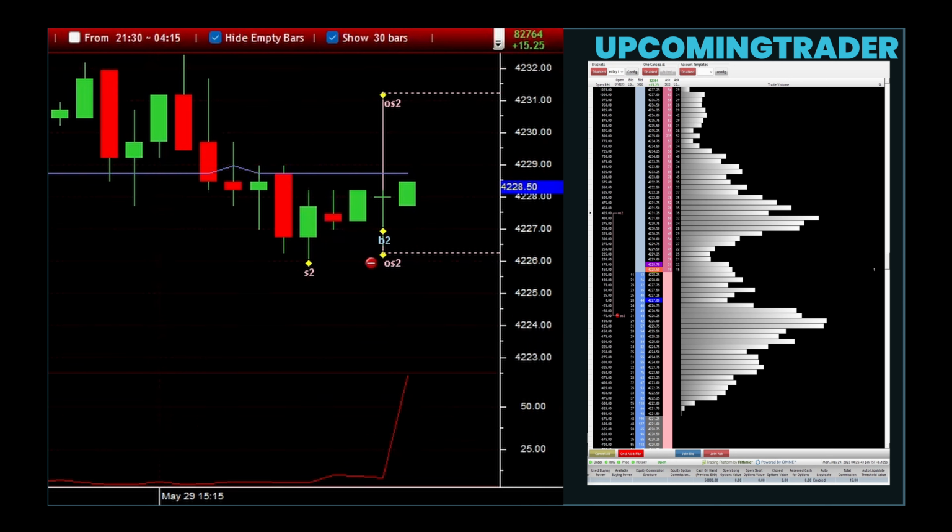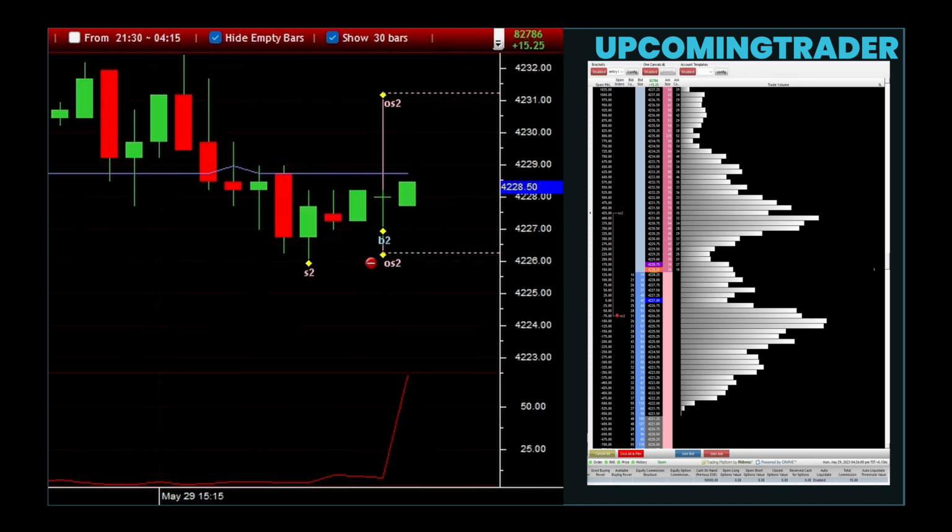Successful breakout traders typically exercise patience, waiting for a confirmed retest or sufficient evidence that the breakout is backed by strong market participation. By doing so, they can enhance their probability of capturing sustainable market trends, reduce the chances of getting caught in fakeouts, and optimize their trading entries and exits.